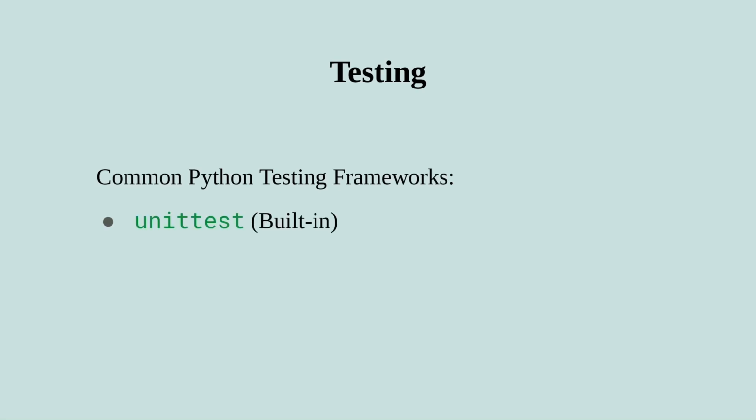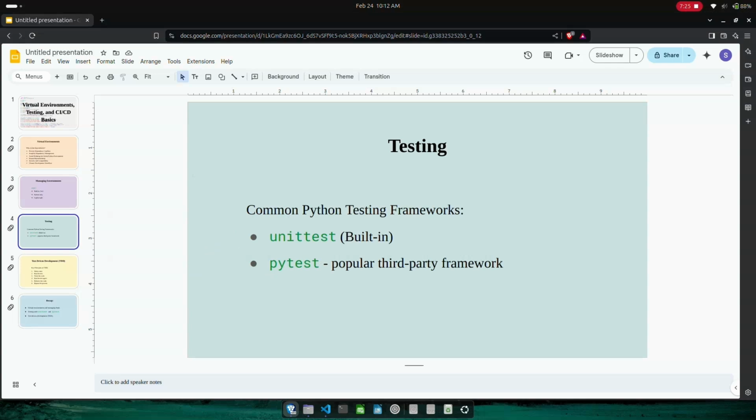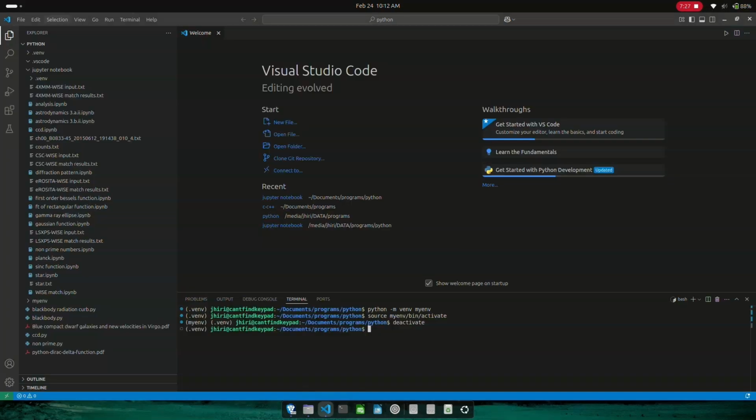Okay, next we have testing. Testing is a critical part of software development in Python, ensuring that your code is correct, reliable, and maintainable. Python provides several tools and frameworks for testing code. Common Python testing frameworks are Unit Test, which is a built-in framework, and PyTest, which is a popular third-party framework. So let's check this out in programs.